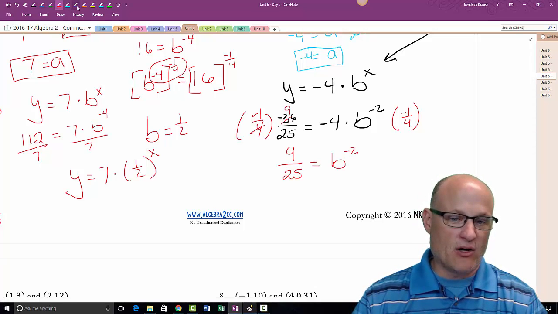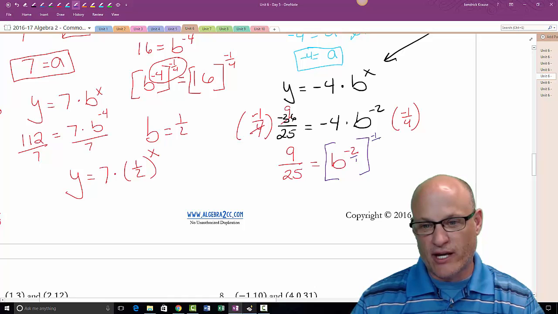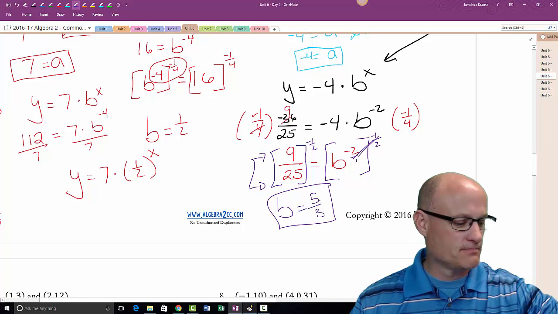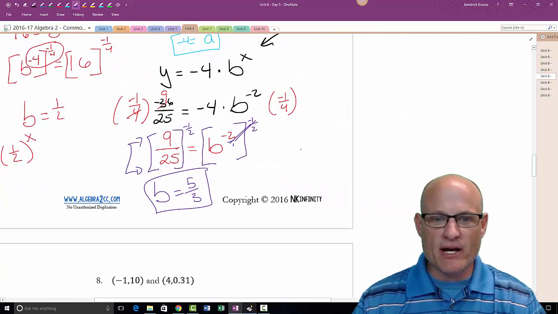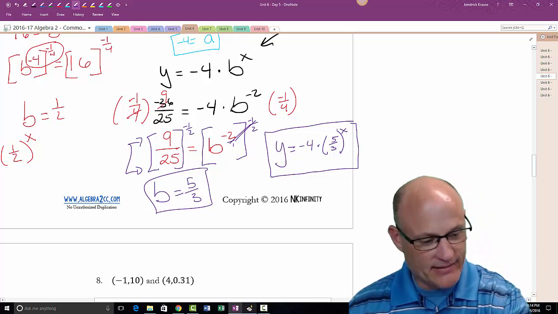All right, I'm just going to leave it the way it is right now. I need to get rid of that negative 2. That's really negative 2 over 1. So if I raise it to the reciprocal, negative 1/2, these cancel, and I end up with b equals. Now the negative says flip this, right? And the 1/2 says take the square root. So I'm going to flip it. That makes it 25 over 9, and then I take the square root, and I get 5/3. So now my equation is y equals negative 4 times 5/3 to the x. Nice. All right, we got two more.